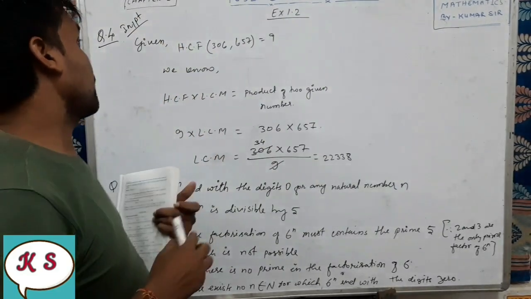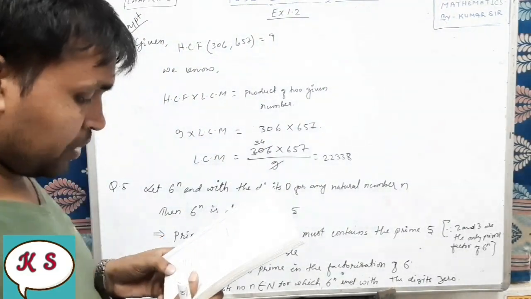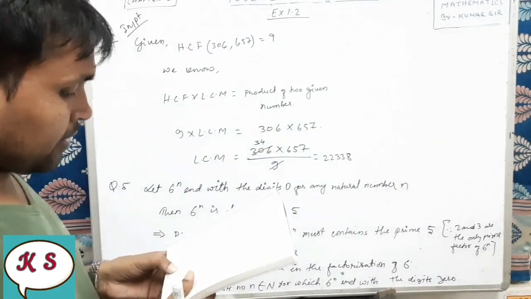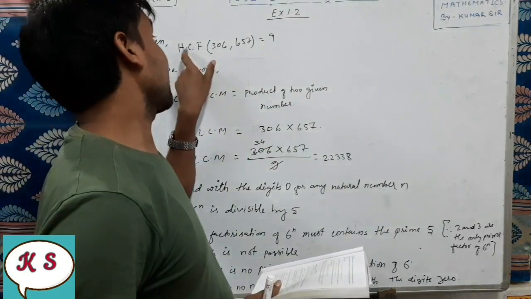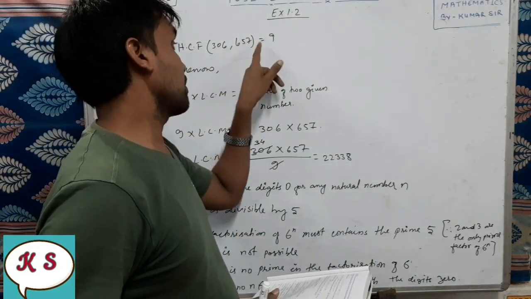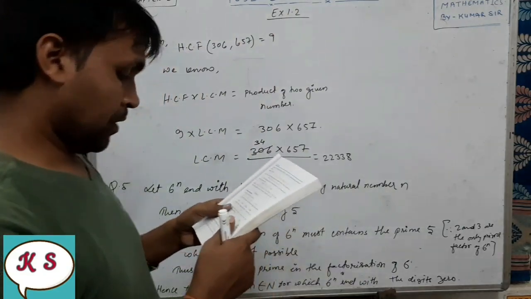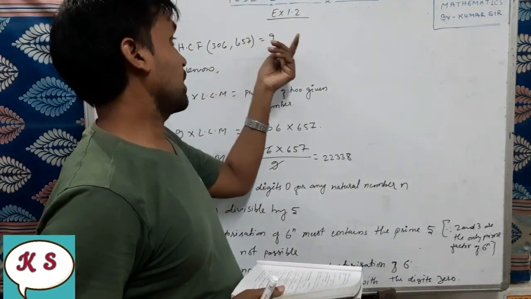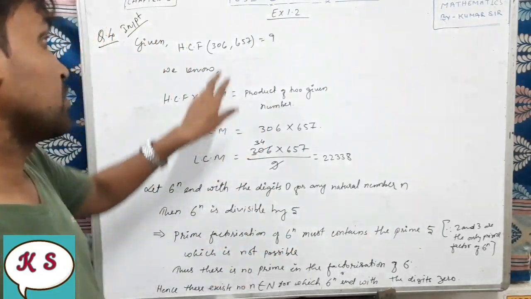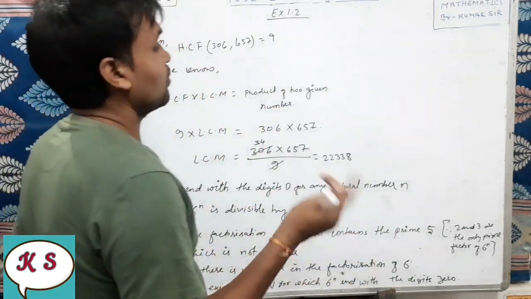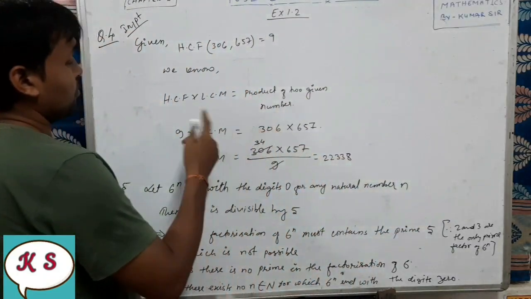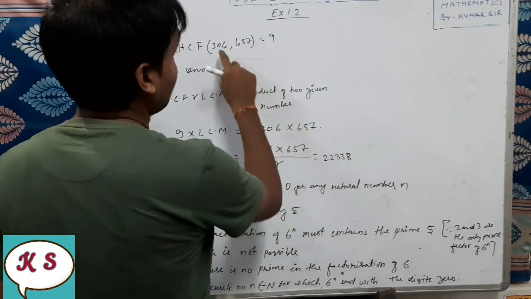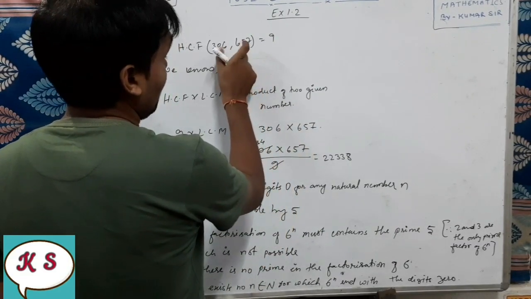So question number 4, let me read out the question. Given HCF of 306 and 657 is equal to 9. So this is given. HCF of these two numbers is 9. Now they are telling us to find the LCM. It means they have given the HCF, and they are asking us to find the LCM of these two numbers. So we know one formula, we have already proved it in question number 2: HCF into LCM equal to the product of the two given numbers.